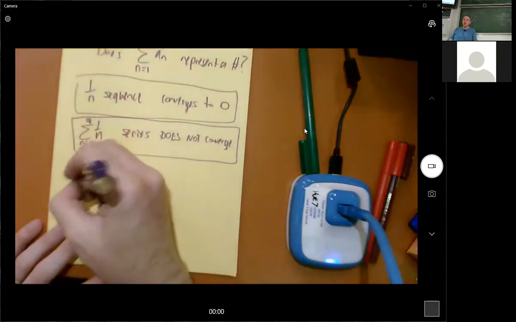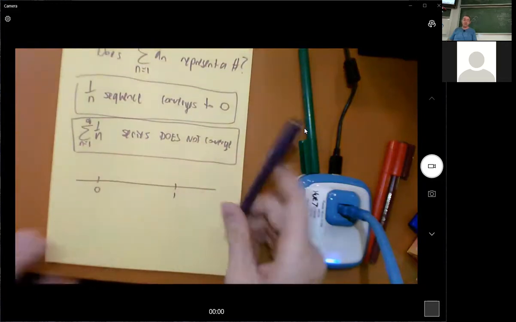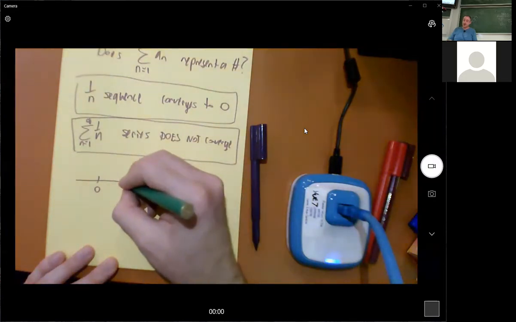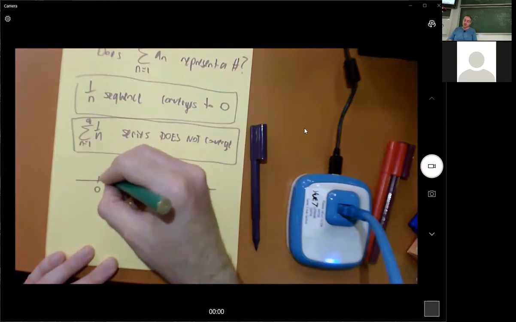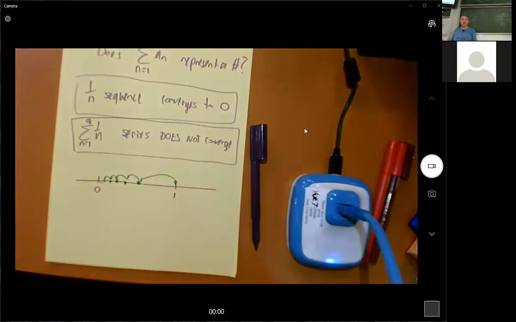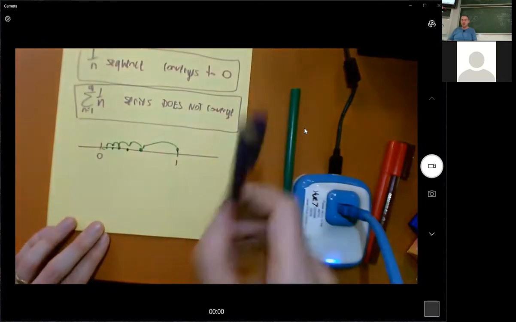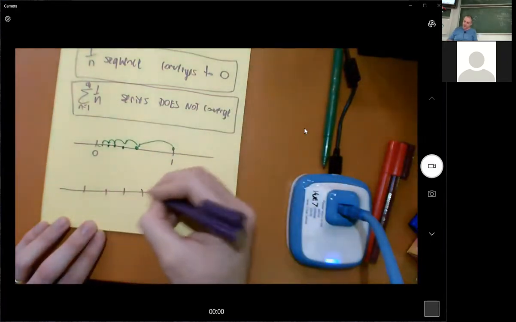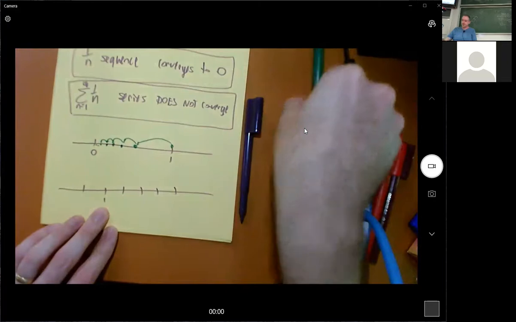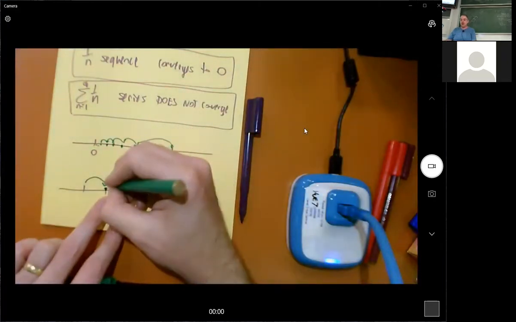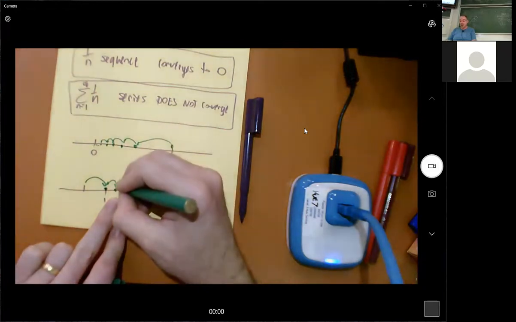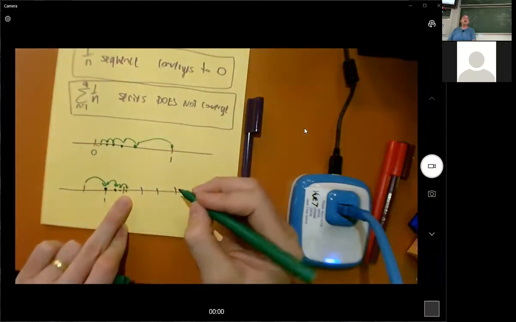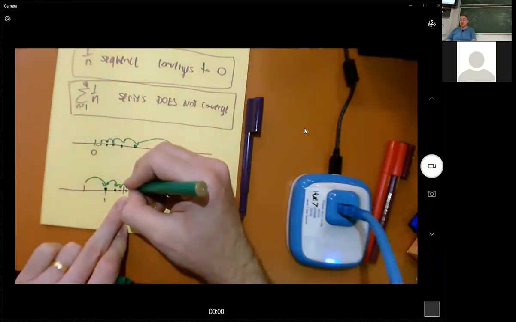So the sequence, as I drew before, starts there, goes there, goes there, goes there, and so on. That's the sequence converging. The series converging is the running total. So we started at 1. I'm going to need more space here. We started at 1, and then we added on a half, and then we added on a third, and then we added on a quarter, and we got past 2, and then we added on a fifth.